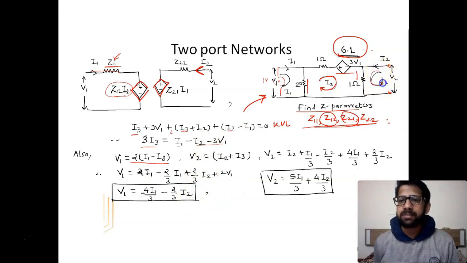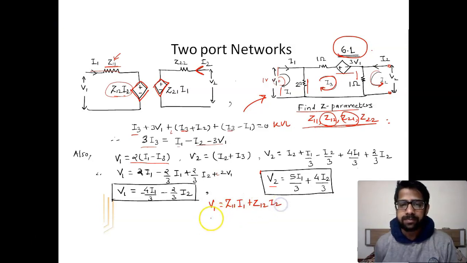Similarly, applying KVL in this particular loop, I get I3 into I2 plus I3 is equal to V2. And after putting the value of I3, I get such an equation. Solving this makes me find V2 as 5I1 upon 3 plus 4I2 upon 3. Now you have the equations like this. We have already seen in case of impedance parameters, we have V1 is equal to Z11 I1 plus Z12 I2 and V2 is equal to Z21 I1 plus Z22 I2.